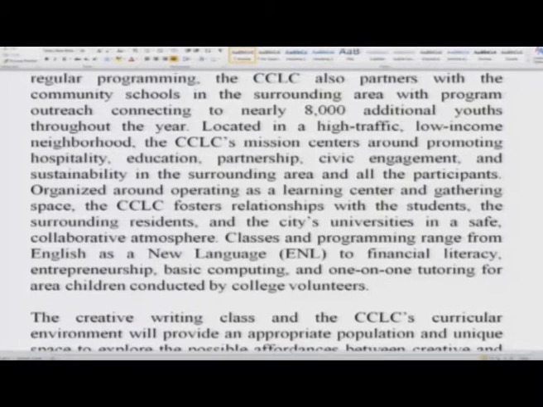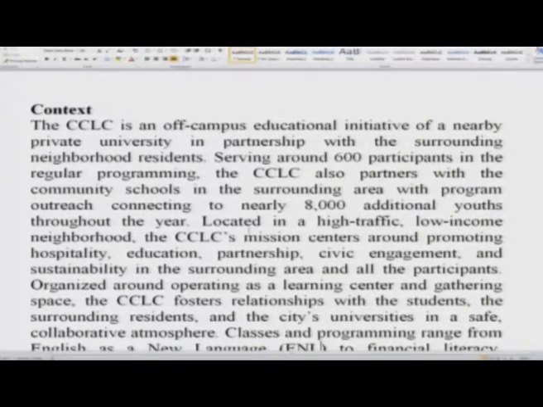Organized around operating as a learning center and gathering space, the CCLC fosters relationships with the students, the surrounding residents and the city's universities in a safe, collaborative atmosphere. Classes and programming range from English as a new language, ENL. So, this is another feature you can observe. You have used a term, then you introduce its abbreviation. Later on you use only the abbreviation. So, that you may have already noticed here.